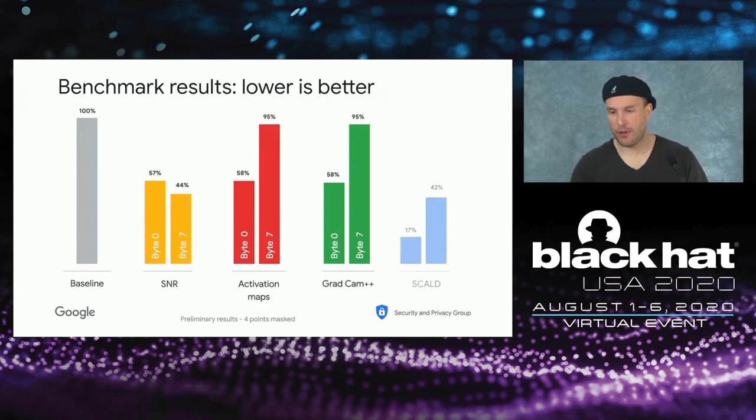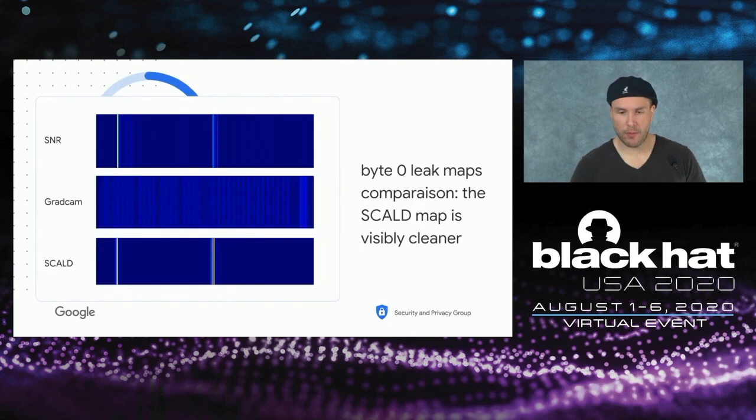And the answer to how good it is: pretty good. It's way better for byte 0, 17%, so significantly better than anything else. And for byte 7, it is better than SNR, not by much, but it is better. To be honest, that's for 4 points. When you look at 5, 6, 7, 8 points, sometimes one goes above the other, but overall, ours performs better. So we now have a technique which works really well.